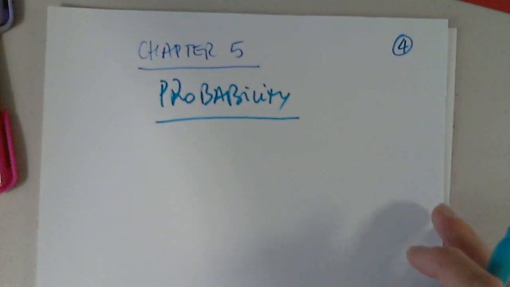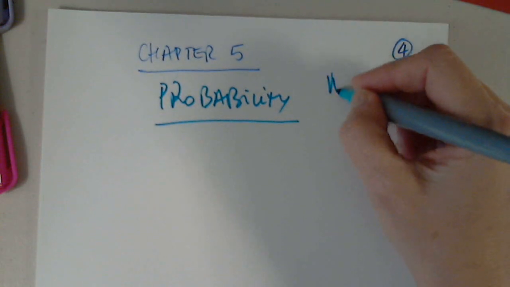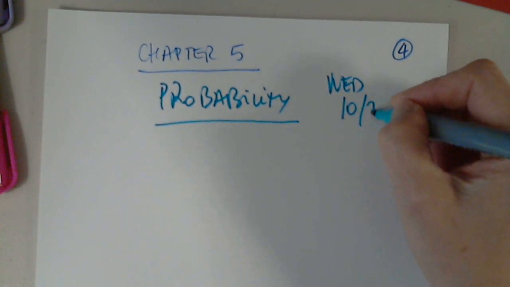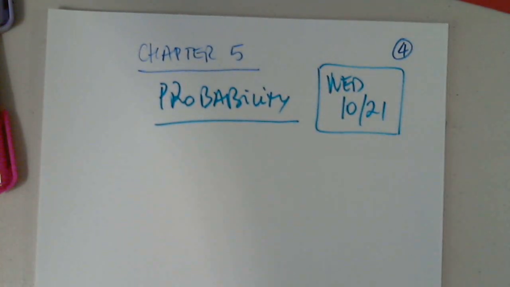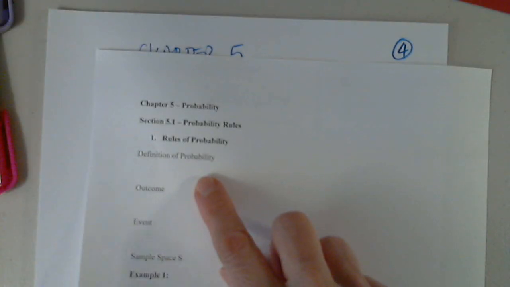We have chapter 5 and chapter 6, and then we'll review for our test, which will take place on the 21st. So we have to move it to Wednesday, the 21st. That's our midterm. Okay, so let's start with what probability represents.